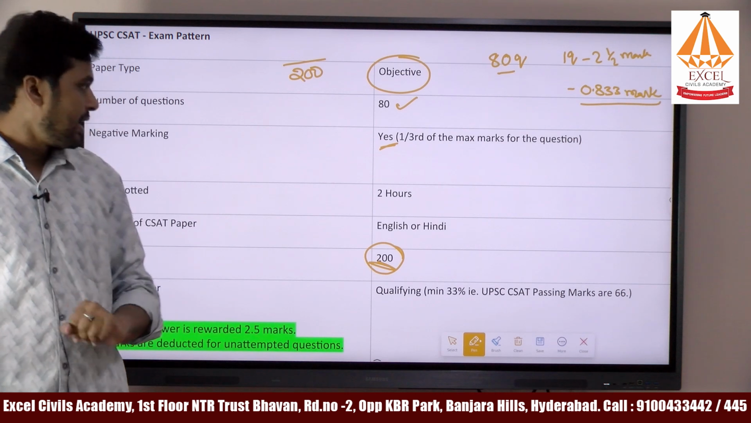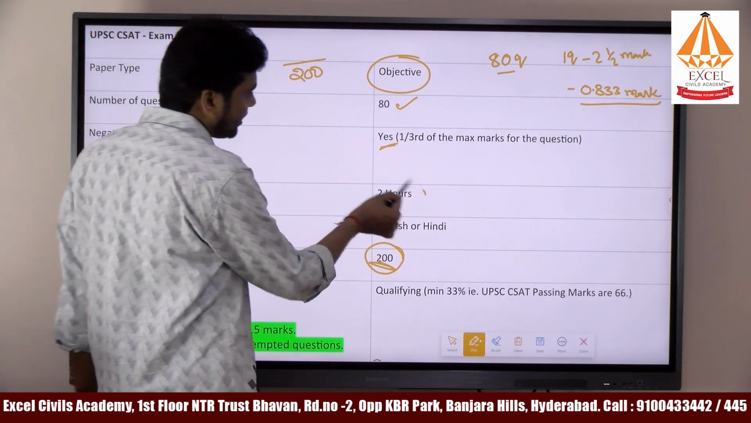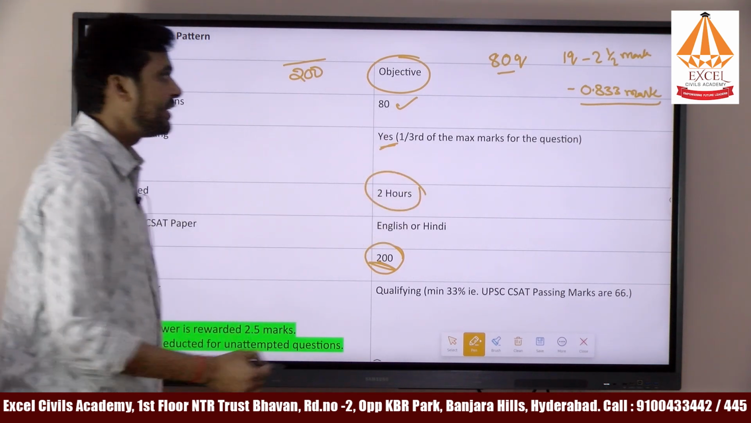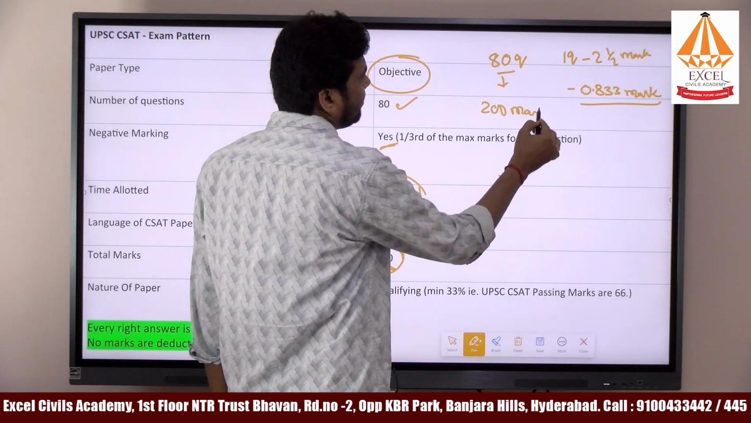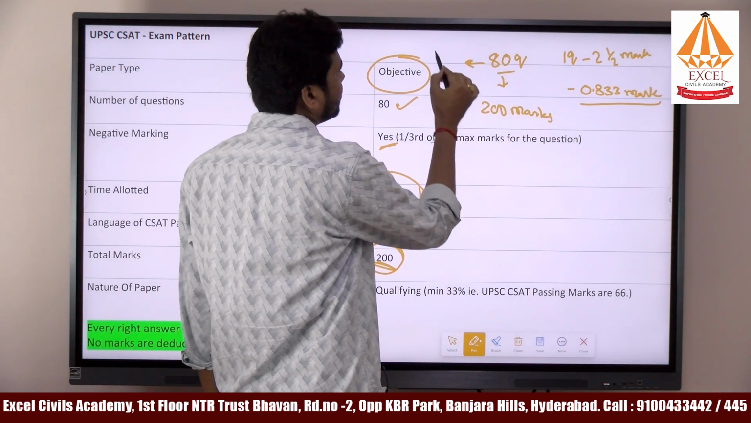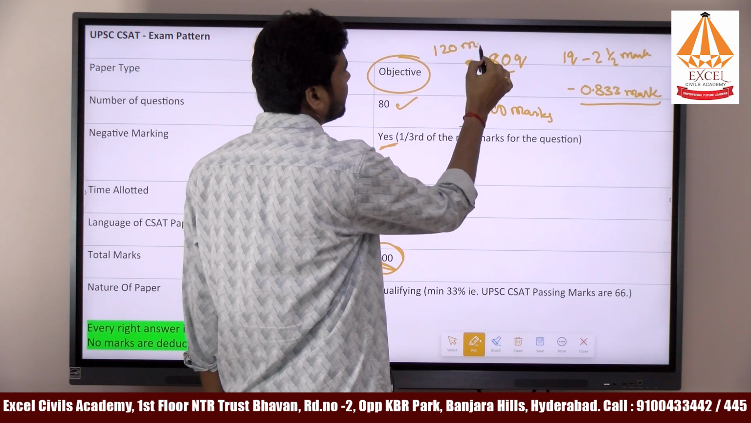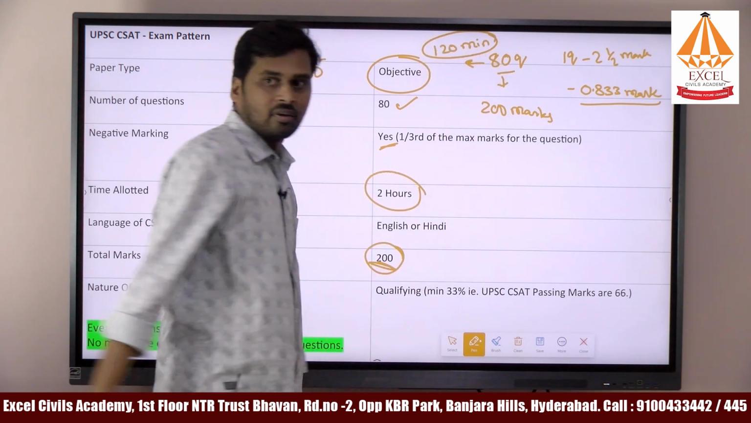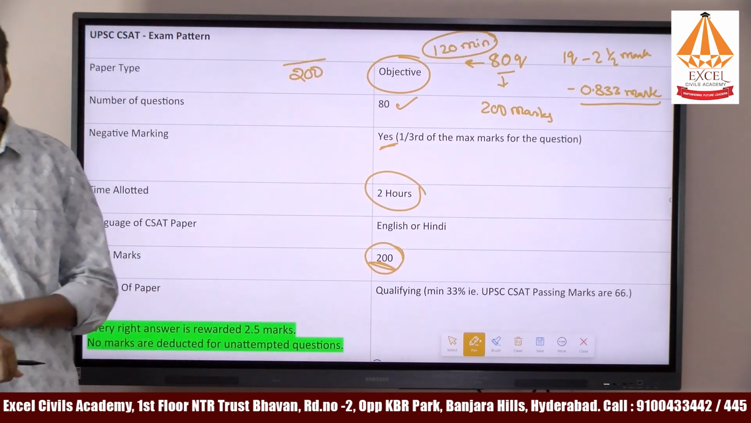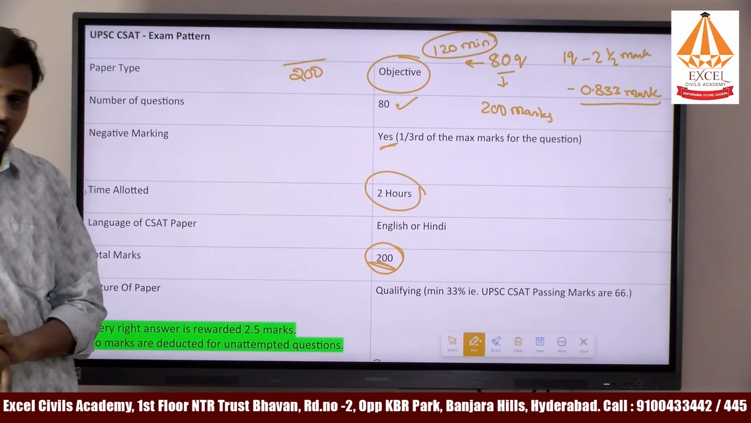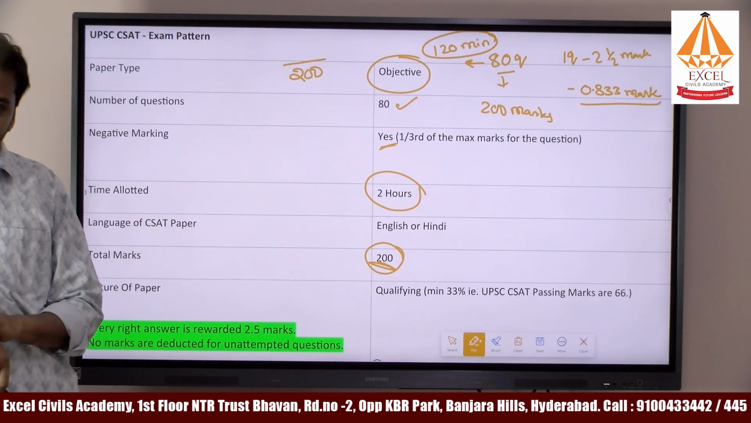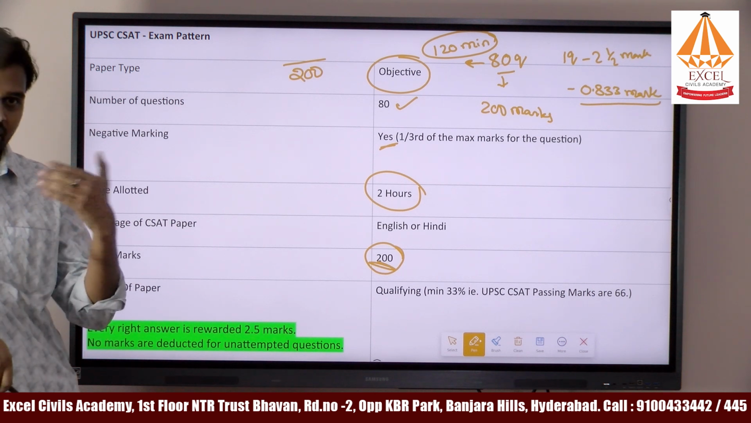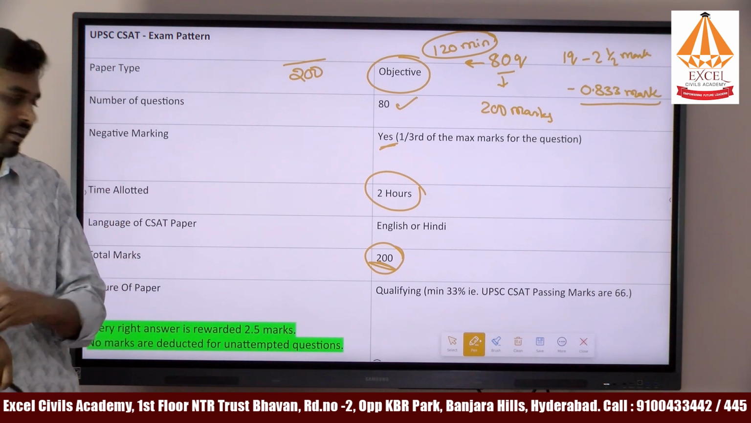Next, the exam duration is 2 hours. So 80 questions, 200 marks, and the duration is 2 hours, which means 120 minutes. You have a total of 120 minutes for these 80 questions. And of course, the language of the CSAT paper is either English or Hindi. The paper is given in English or Hindi.